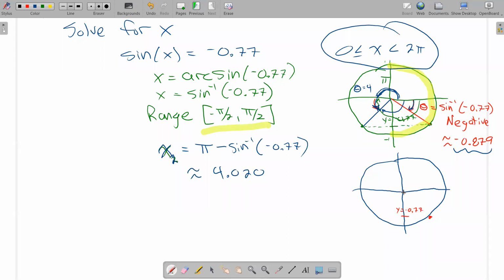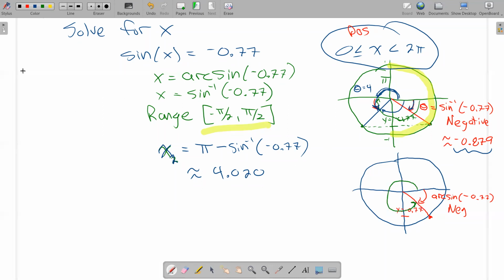So that puts me, so this right there is what the arcsine gives me for negative 0.77. The problem with that, it's a negative angle and I want a positive version of that angle. So how am I going to get that? Well, maybe I'll use green, I'm going to have to swing around in a positive counterclockwise direction to get there.